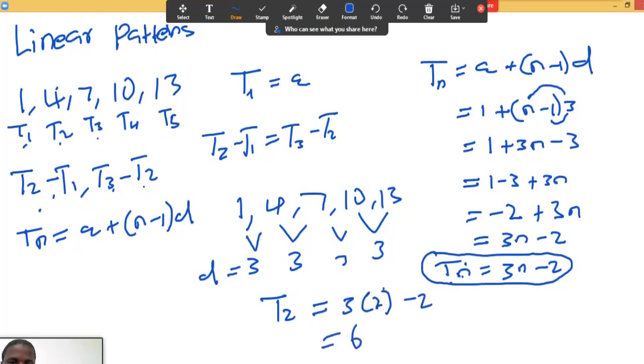This gives us 6 minus 2, which is 4, and this is correct because our T2 here is 4.